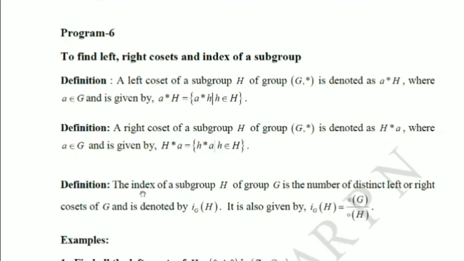Next, the index of a subgroup is nothing but the number of left or right cosets. Both are one and the same in this case. So if you find the distinct left or right cosets, the number of distinct left or right cosets is nothing but the index of a subgroup. And the alternate way is to divide the order of the group G by the order of the subgroup H. That gives you the index of the subgroup H of a group G, and it is denoted by this symbol.